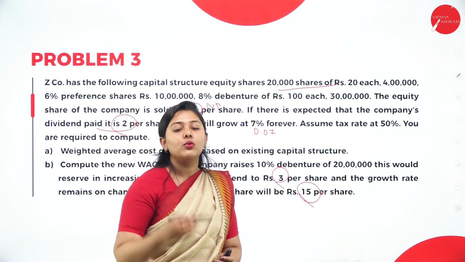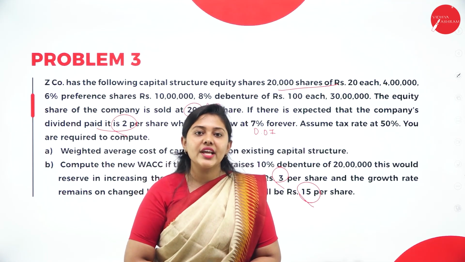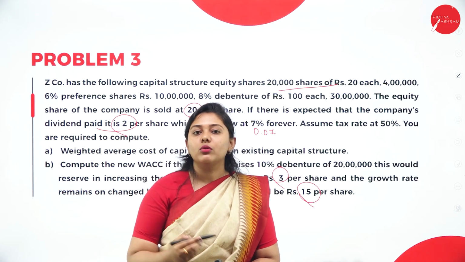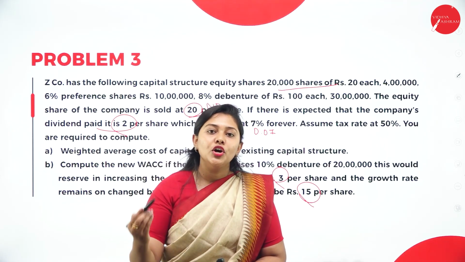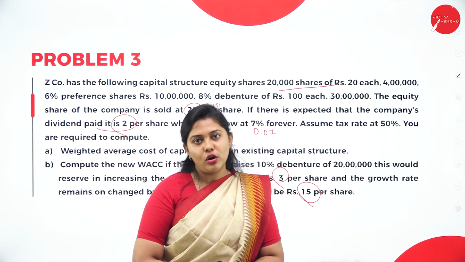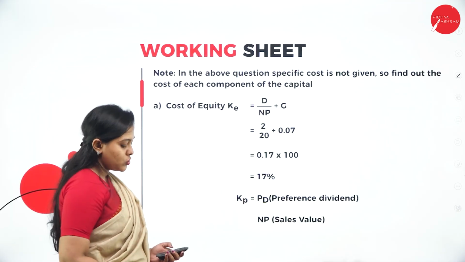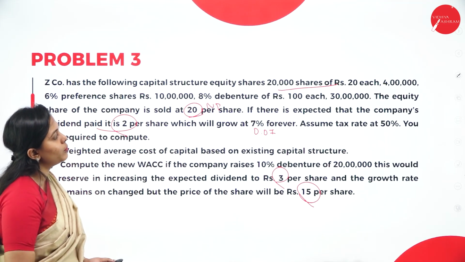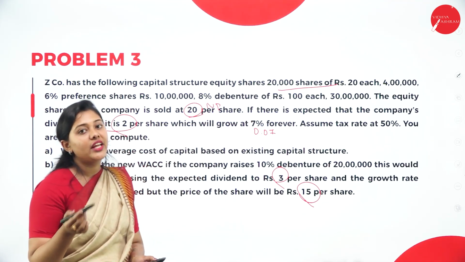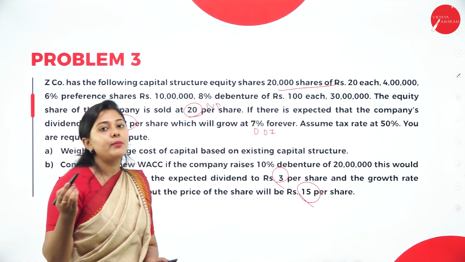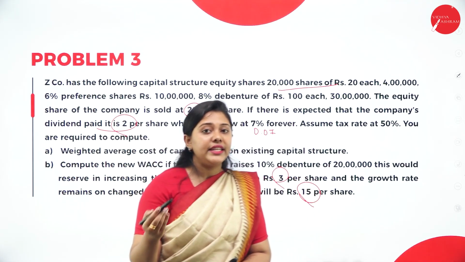So now let's calculate the specific costs first. For the existing capital structure, calculate the WACC, and then calculate the new specific costs and the new weighted average cost of capital. With the information given for cost of equity, it is rupees 20 per share. Market value is not given, market price is not given, so 20 per share will be the net proceeds.